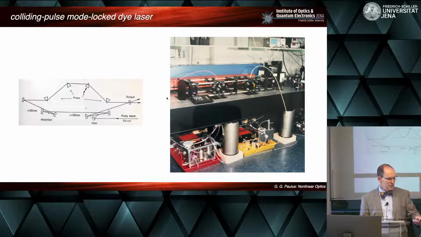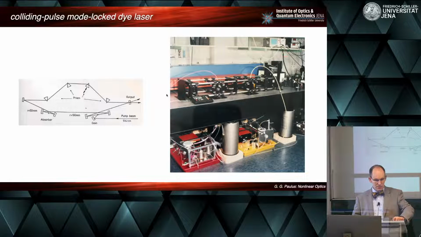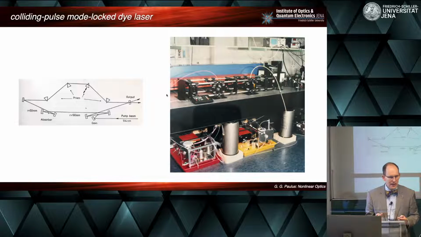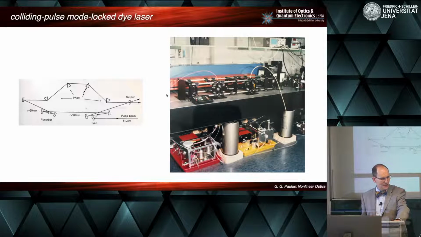laser. So what you see is that it's a ring laser, and you have pulses counter-propagating. You have two beams counter-propagating, and it was done in such a way that the pulses would collide in the saturable absorber, right? And therefore, this distance here is about a fourth of the entire length.